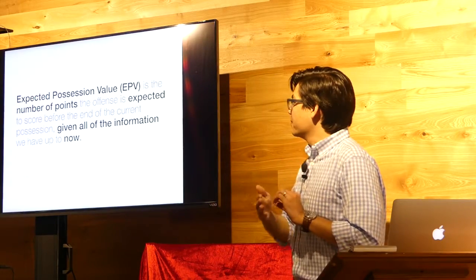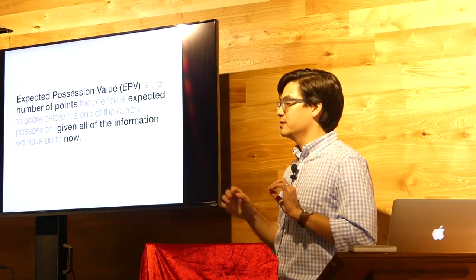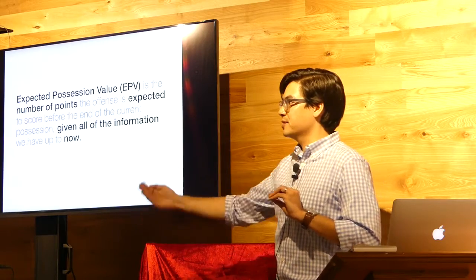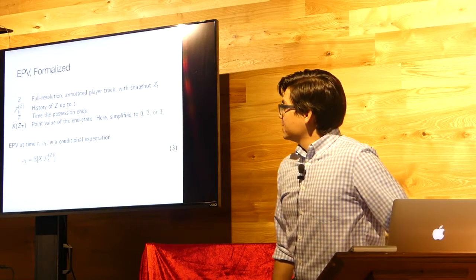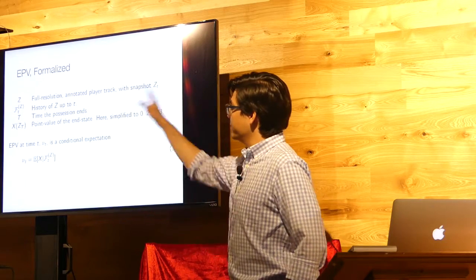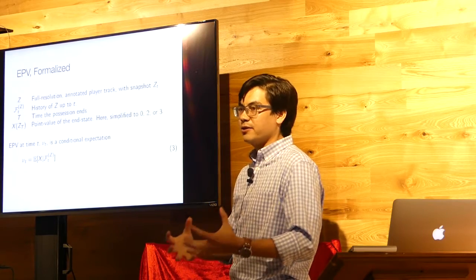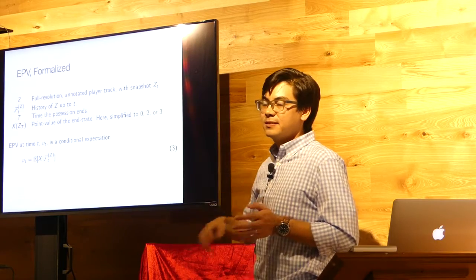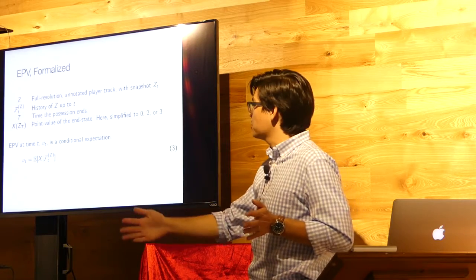So if you think about it this way, then the expected possession value curve is actually repredicting the same event over and over again, millisecond by millisecond. And if you want to formalize that, we write the full resolution annotated player track as Z. The history generated by that entire player track, we can write as a filtration, the history of Z up to time t. Capital T is the time the possession ends. We don't know when that's going to be while we're watching the possession, so that's also a random variable.